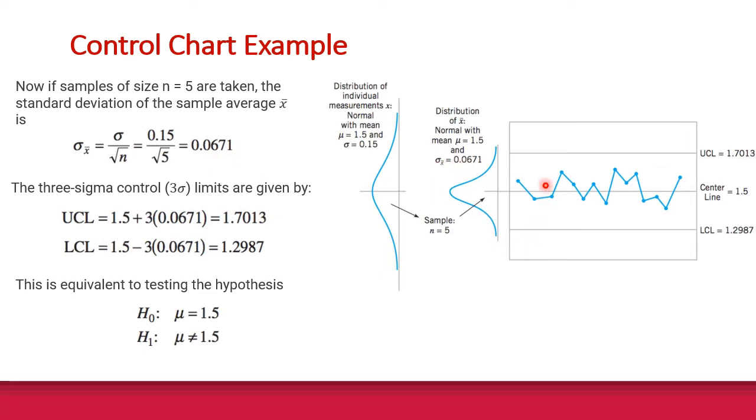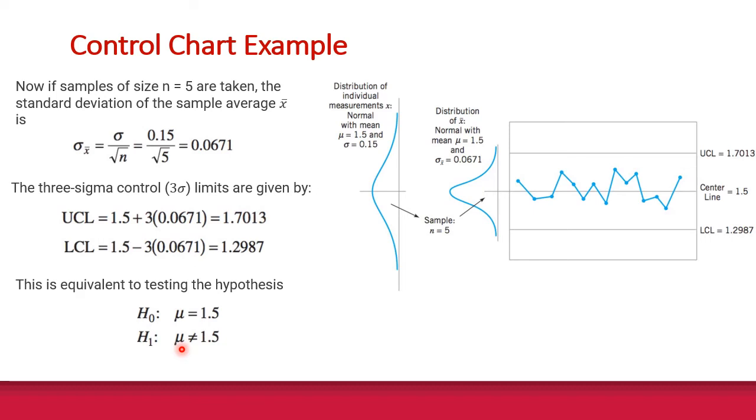Now to actually construct the control chart, the center line obviously is at the mean, 1.5. The upper control limit and lower control limit are set at plus or minus 3 sigma. I've done the calculation for you here: it's 1.5, that's the mean, plus 3 times sigma, with sigma as we calculated. The significance of this is that this control chart is exactly equivalent to testing this hypothesis: the null hypothesis is the mean is 1.5, and the alternate says it's not.